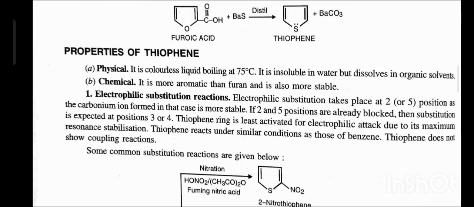First, electrophilic substitution reaction. Electrophilic substitution takes place at the 2 or 5 position as the carbonium ion formed in this case is more stable. If 2 and 5 positions are already blocked, then the substitution is expected at position 3 or 4. Thiophene ring is least activated for electrophilic attack due to maximum resonance structures. Thiophenes react under similar conditions as those of benzene. Thiophene does not show coupling reaction.